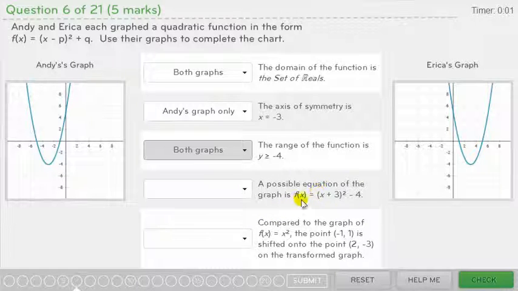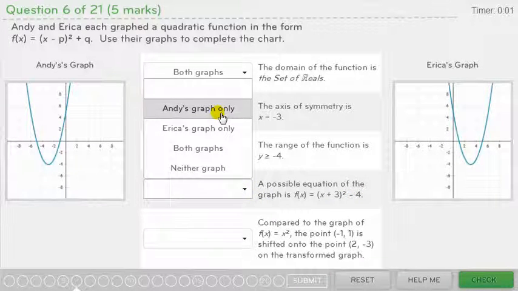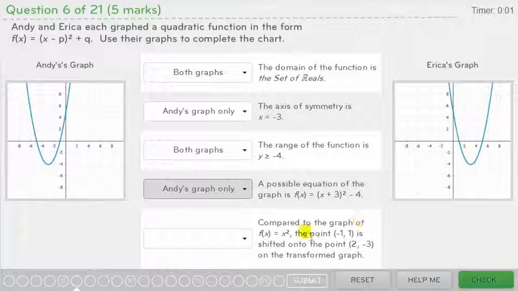A possible equation of the graph is f of x equals (x plus 3) all squared minus 4. So I'm going to go to Andy's graph. Its vertex is at -3, -4. And that works for this equation. Erica's graph has a vertex at +3, -4. So this is not going to work. So just Andy's graph.